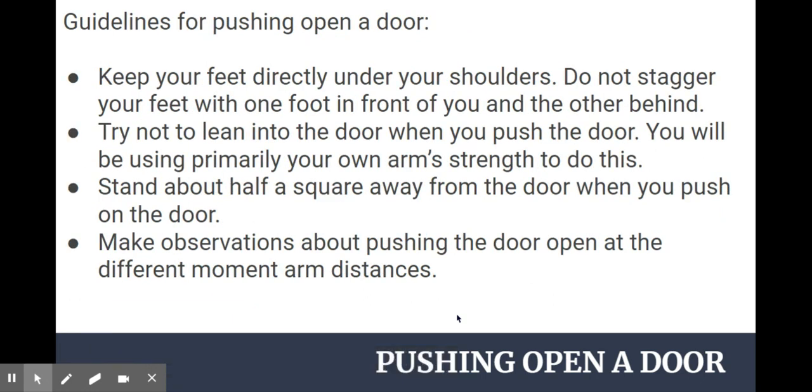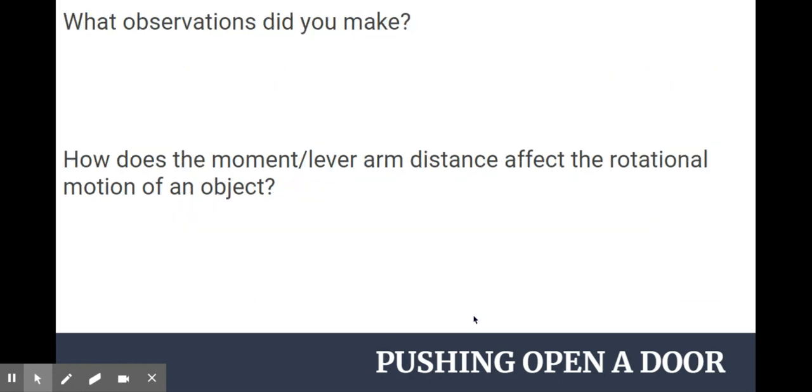Here are some guidelines to help you be consistent in how you push the door. You may have to adapt. I'm not going to read them. You may have to adapt this depending on the door that you're using. When I wrote this, I had the doors into my classroom in mind. So when you do this, go ahead and pause the video and do this. But keep in mind, I want you to make some observations about what that's like. So after you try this, what did you notice? And try to think about how the lever arm distance affects the rotational motion of an object.